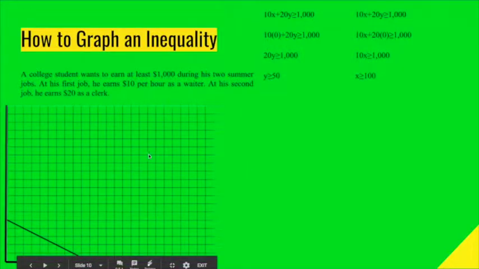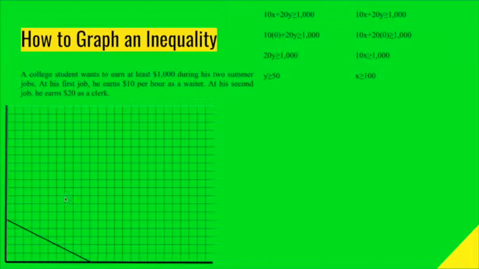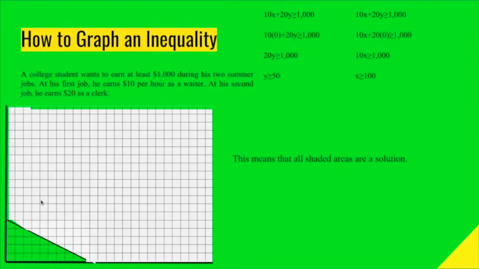In order to graph, we need to plot the coordinates, and then after that, we need to connect them using a line. Then, since it's greater than, we're going to color this whole area, which is greater than the line. This means that all shaded areas are a solution.